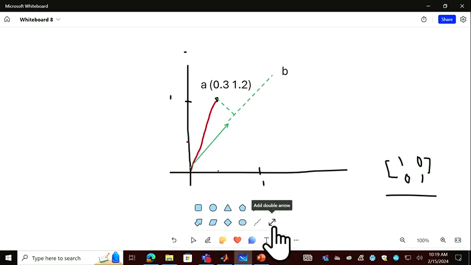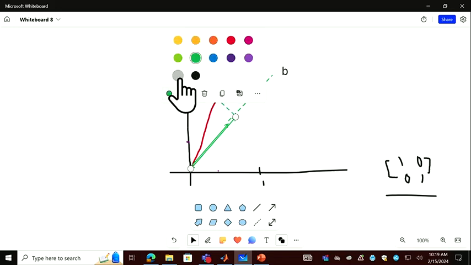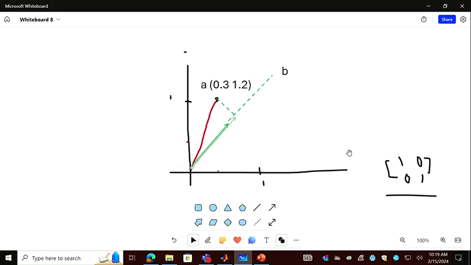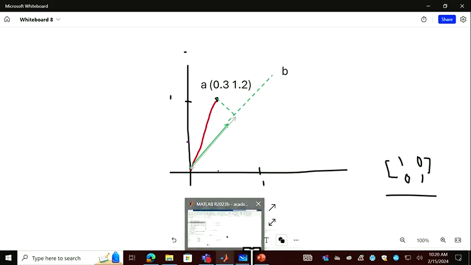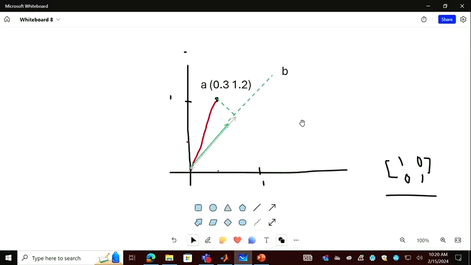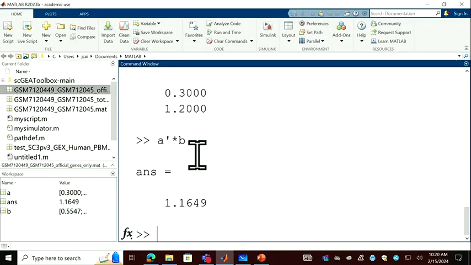Change color. Okay, I put a green line here. I hope you can see on the screen. So once you rotate and use B as my new x-axis, then my A becomes 1.1649. So this is a dot product between A and B.